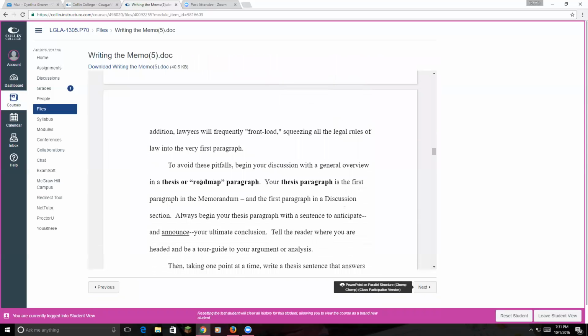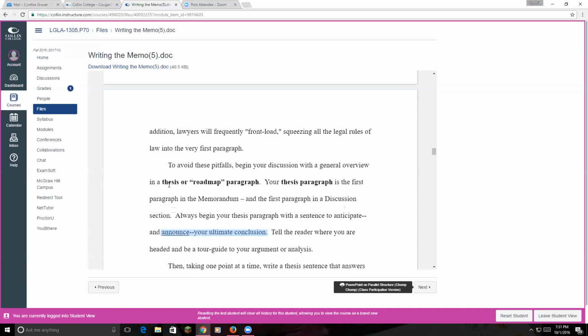A good way to approach this is to have roadmaps and thesis statements. Your thesis paragraph is a good idea to have as your first paragraph in your memorandum. Announce where you're going. What's this journey? I mean, think about it. If I was driving to Houston, what's my roadmap for Houston? Well, I would probably get on 75 and go down until it turns to 45, and then keep on going south until I hit Houston. That might be my journey.